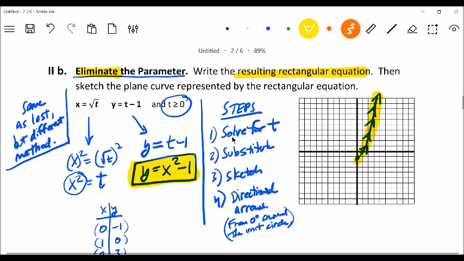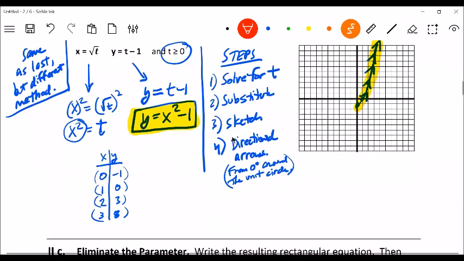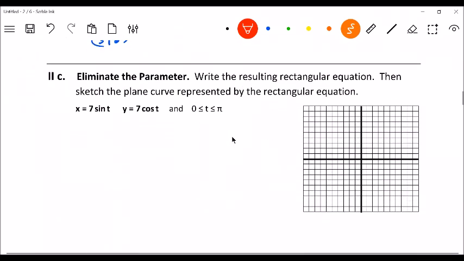And it's actually the same as the last problem, just done differently, because here we were told to eliminate the parameter. And we will do that on the next one, which has some trigonometric equations. So we're still going to follow the same steps. The first step is to solve for t. So here, if I divide both of these by 7, although what I'm really going to do is solve for sine of t. Watch what happens, you'll see why.